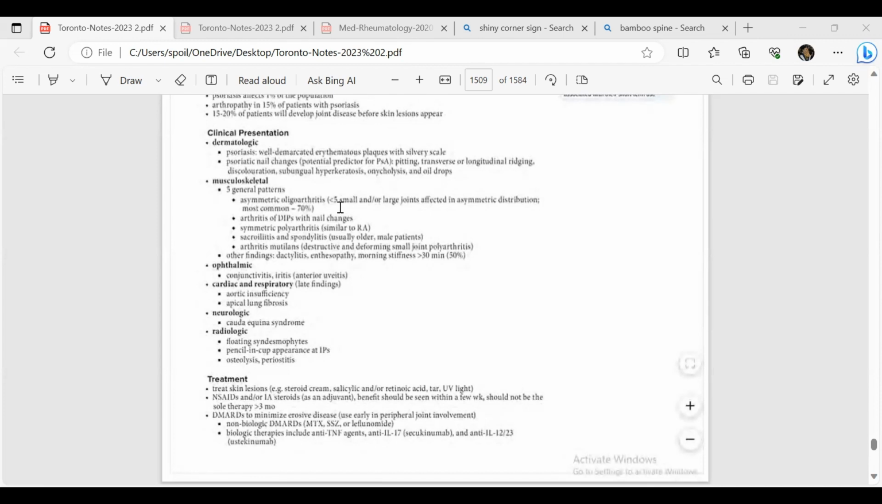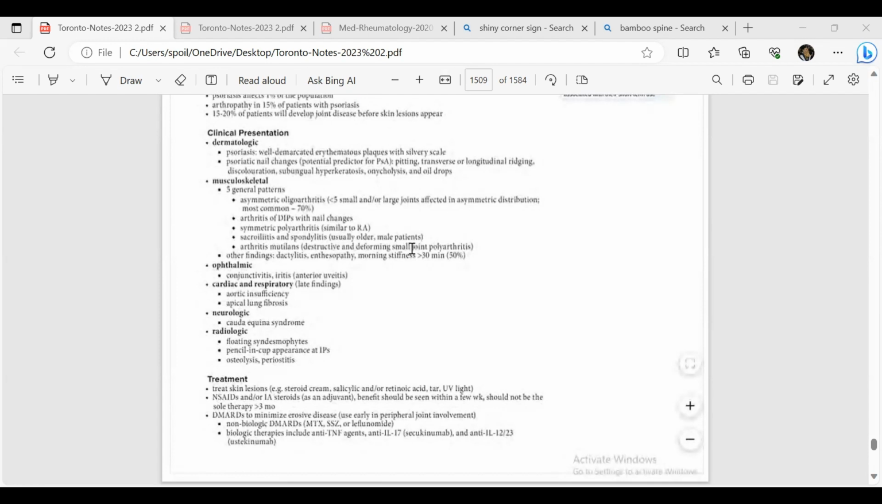Asymmetric means fewer than 5 small and or large joints are affected. In asymmetric distribution, the most common pattern is about 70%, the asymmetric oligoarthritis. Another pattern, with nail changes, is symmetric polyarthritis, similar to rheumatoid arthritis.